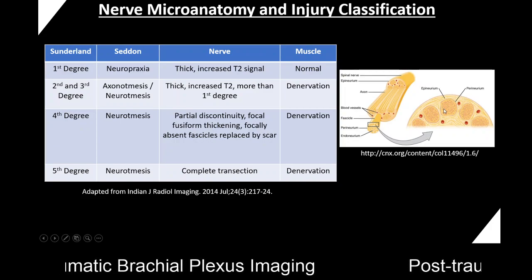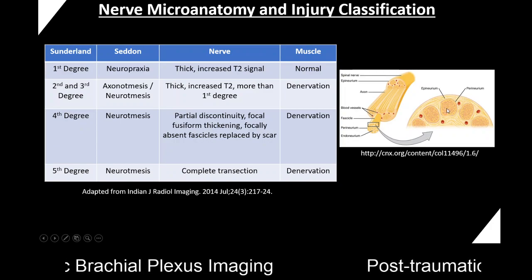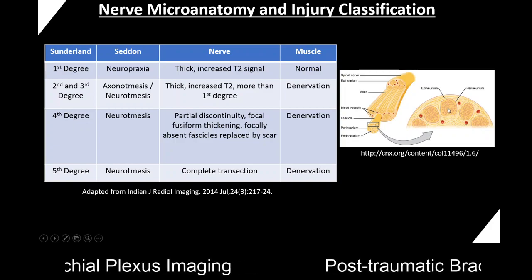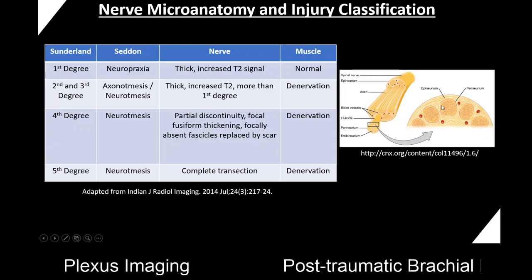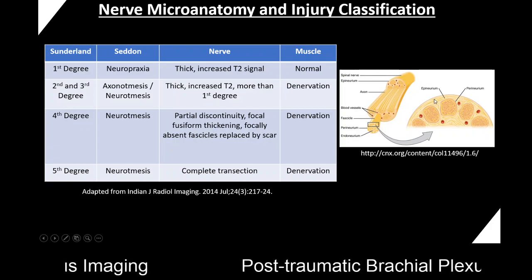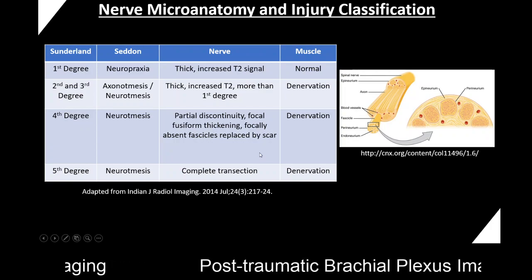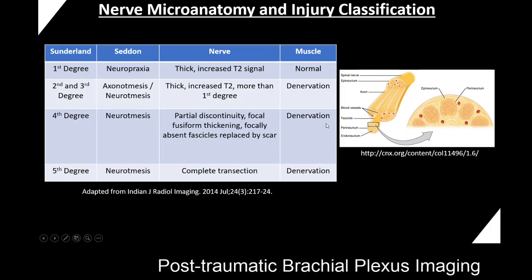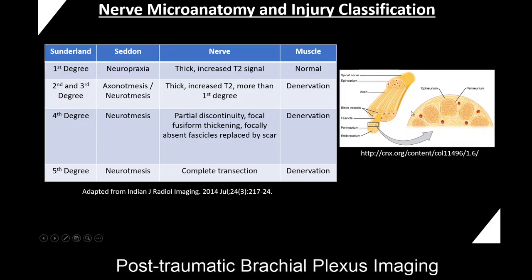So with increasing degrees of injury, you first have the axon, then you get the endoneurial tubes, and then you start getting the perineurium partial, you get epineurium partial, and then complete epineurium is a complete transection. So a fifth degree, the entire nerve is discontinuous.